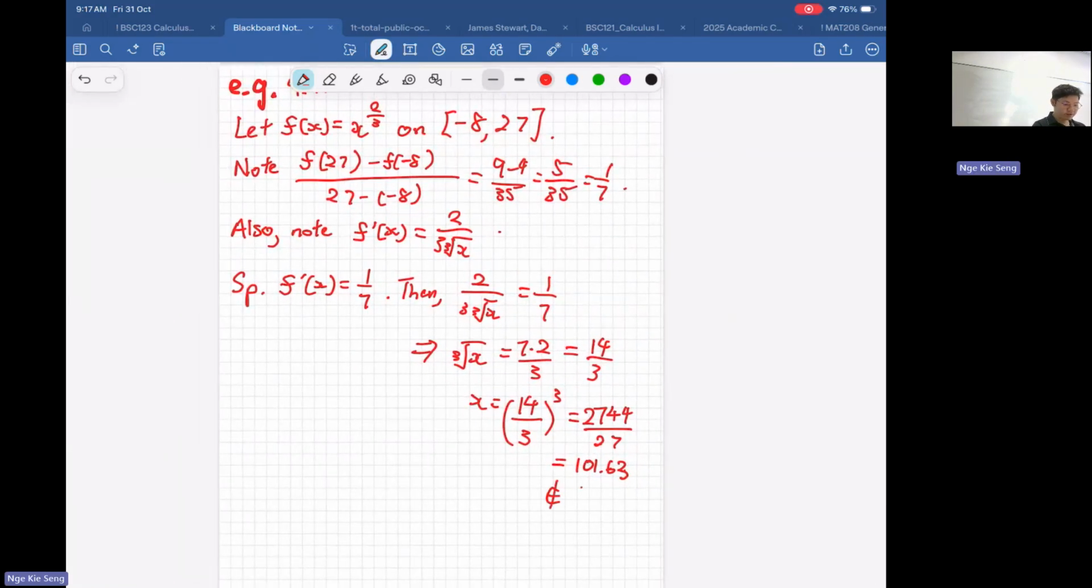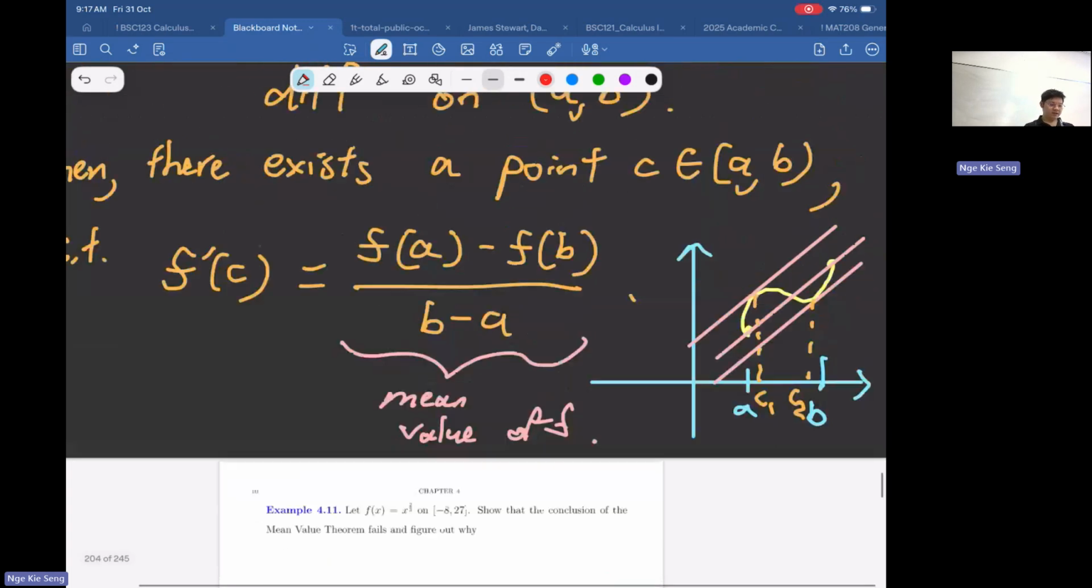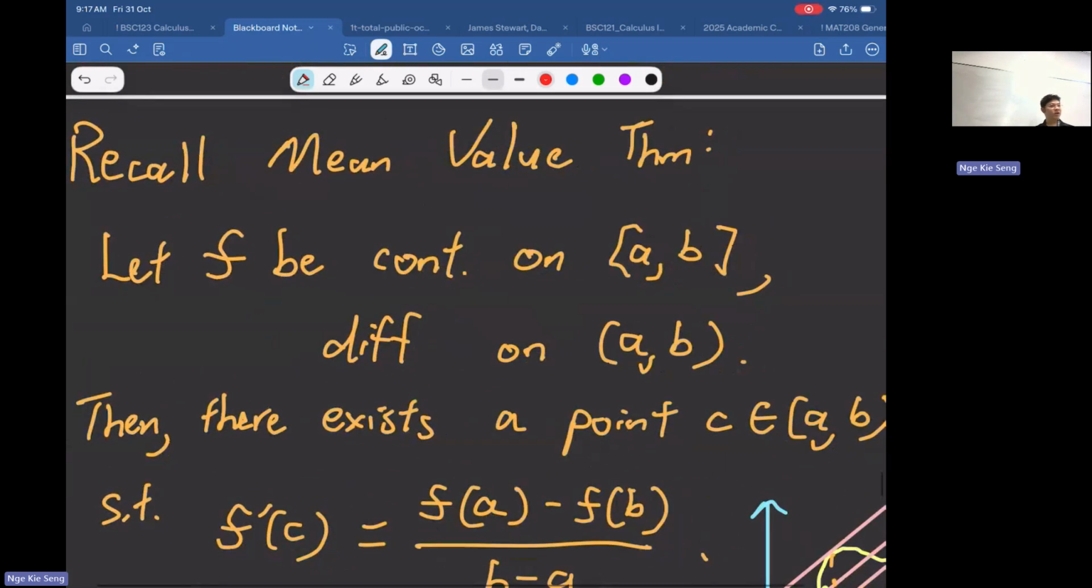Okay, so 100 is way far from our closed interval here. So you do have this point, but this point is not in the interval that we consider. So what could be wrong? If you still remember, we said that f has to be continuous on the closed interval and also differentiable. These two conditions.